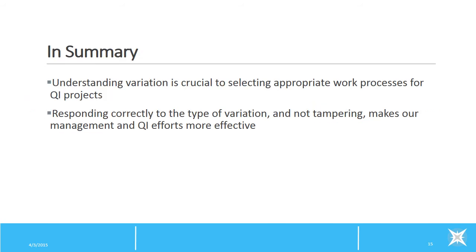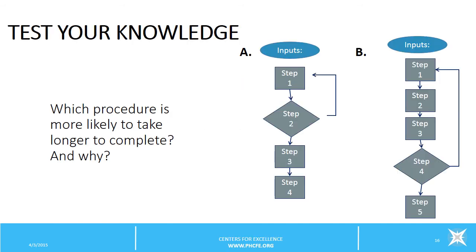In summary, understanding variation is crucial to selecting appropriate work processes for our QI projects. And responding correctly to the type of variation and not tampering makes our management and QI efforts more effective. Let's test our knowledge with a quick quiz.